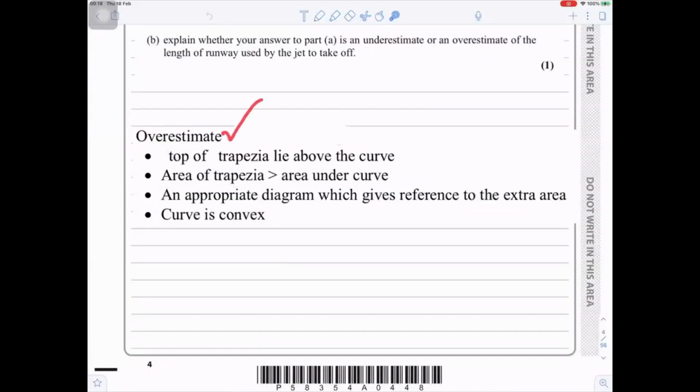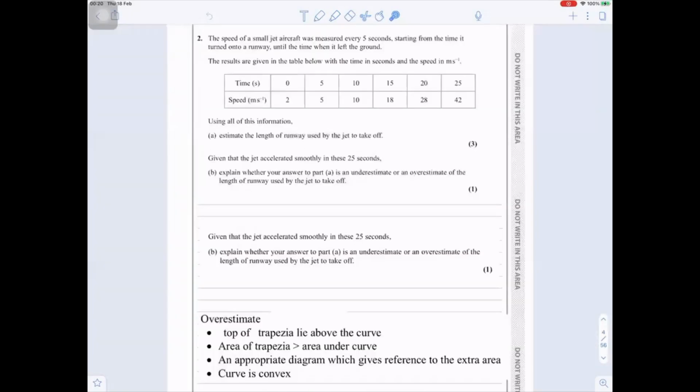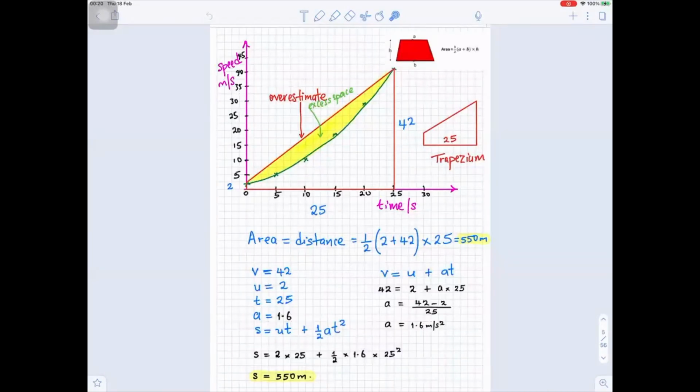So we would say it's an overestimate because the top of the trapezia lie above the curve. So that's the curve, and the top of the trapezia lie above it. Or the area of the trapezia is greater than the area under the curve. So you can have any diagram which gives reference to the extra area, which I showed you in yellow. Or you can say the curve is convex. So those are the things you can say to show that it's an overestimate. So that's question 2, and that's the answer to question 2.